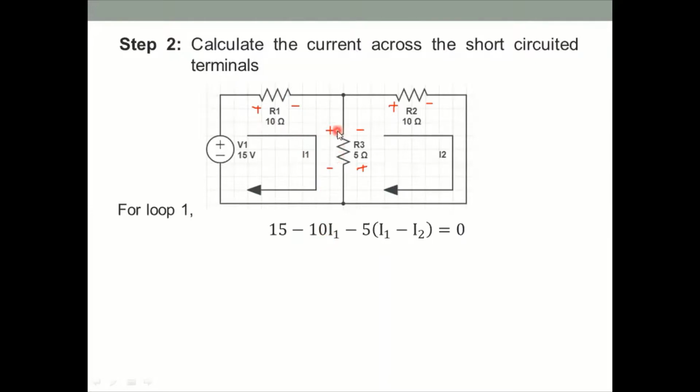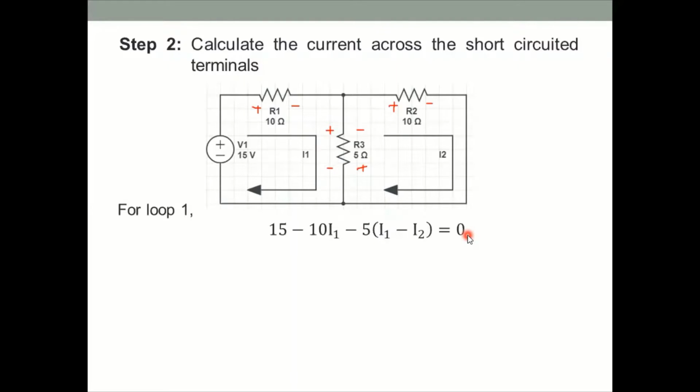So coming to the drop across R3. In order to write the drop across R3, if you observe, the current is flowing from plus to minus. So I have taken as minus here. Next, if you observe in this resistor R3, two currents are flowing. One is I1 and the second one is I2. But if you observe clearly, these two currents are in the opposite direction. So as we are writing for the loop 1 equation, I am going to consider this as 5 into (I1 minus I2), which is equal to 0. So this is our first loop equation.